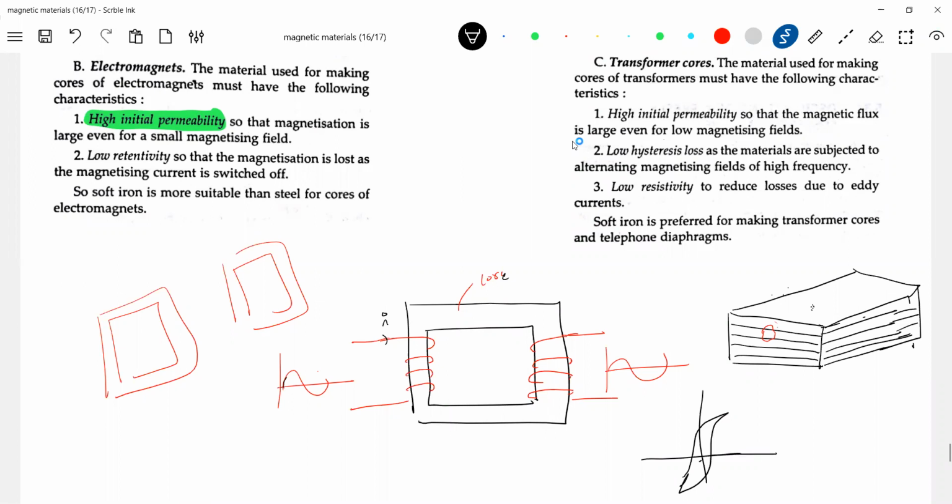Because here H increases, then decreases. H changes direction, increases, then decreases. So exactly one cycle. As the AC signal completes one cycle, the BH curve also will complete one cycle. So what should be the electric field?